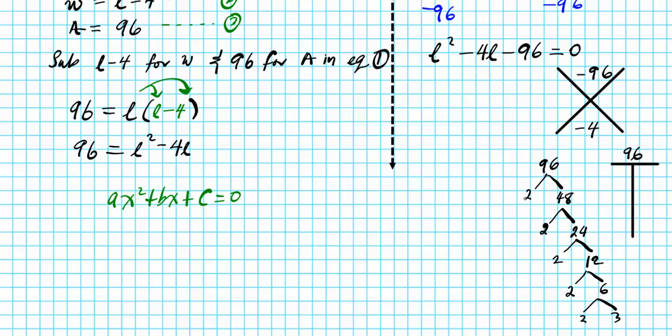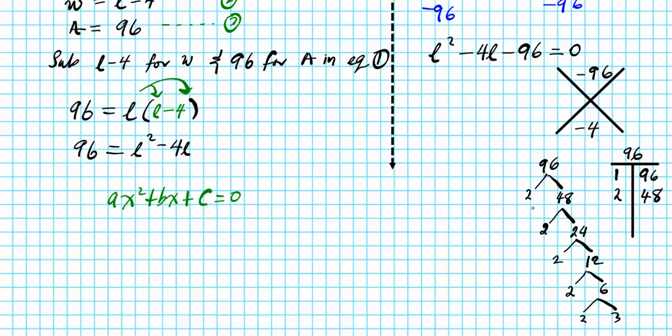So first one, 2 times 48. Well, actually, let's try this. 1 times 96. Can this combination give us 4? Absolutely. This gives us 95 or 97. That's way too big. Next, 2 times 48. This combination gives us 50 or 46. No good.